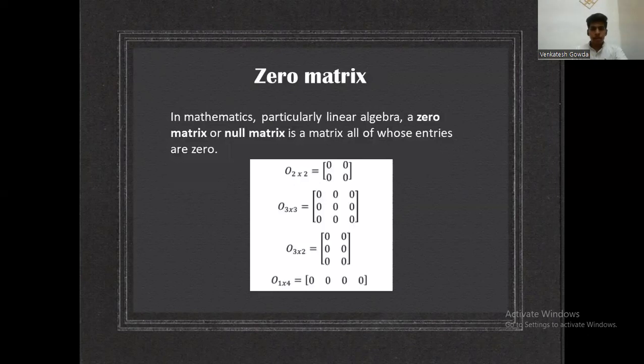Next is the zero matrix. In mathematics, particularly linear algebra, a zero matrix or null matrix is a matrix all of whose entries are zero. So a zero matrix is nothing but a matrix where all the entries given are zeros.